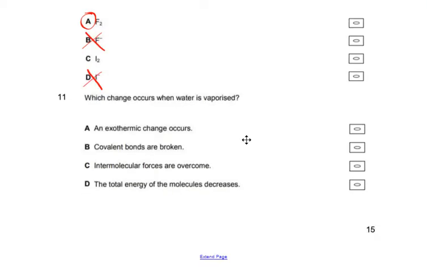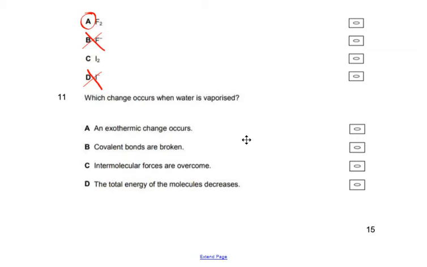You have to heat water in question 11 to change it from liquid to gas. That means an endothermic energy change is occurring, so it can't be A. When you change the state of water from a liquid to a gas, you are not breaking the molecule down. It's not thermal decomposition, so you are not breaking covalent bonds, so it's not B.